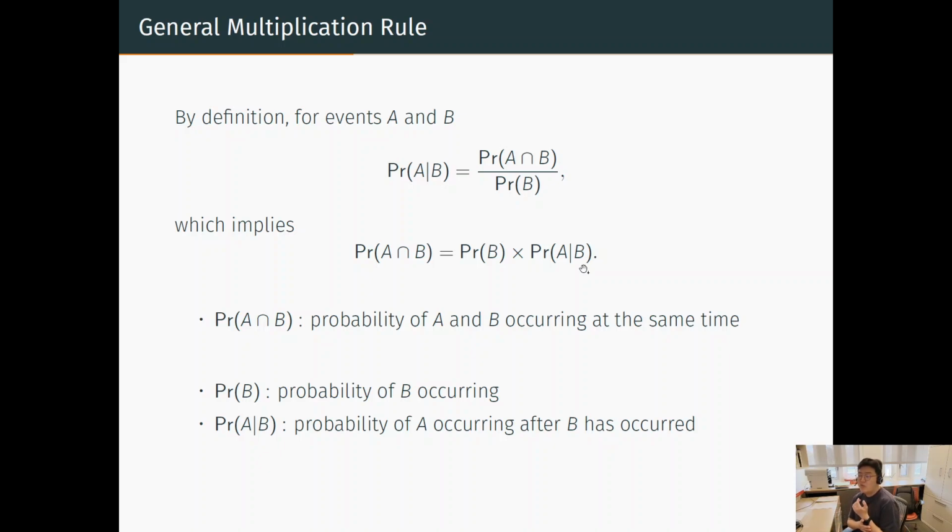So how can we interpret this? This is called the general multiplication rule. So probability of intersection can be written as a multiplication. It's multiplication, okay? So interpretation is also natural. The left-hand side is the probability that A and B happen at the same time. So they simultaneously happen, right? And the right-hand side is like sequential.